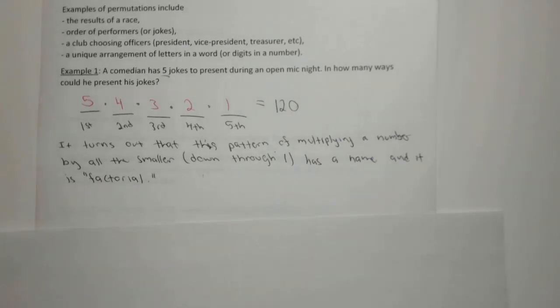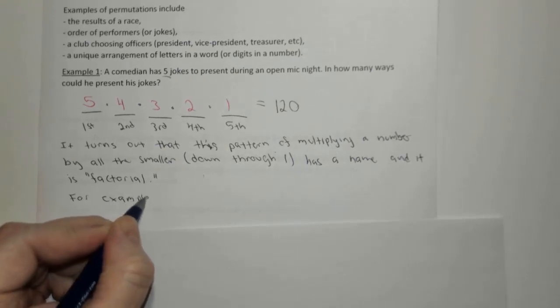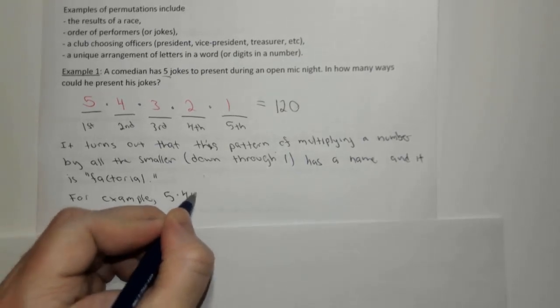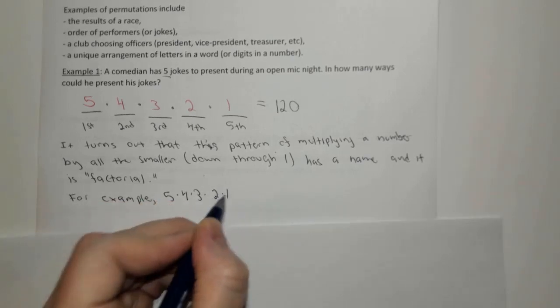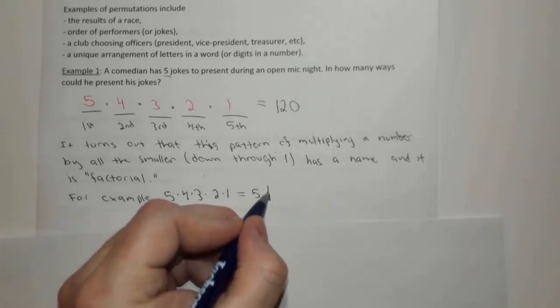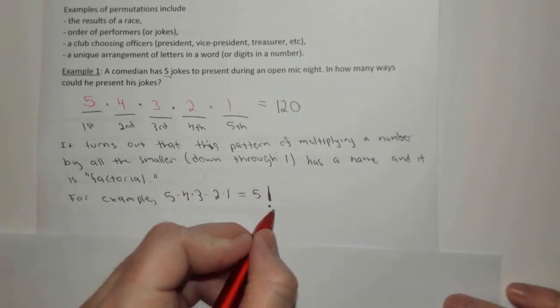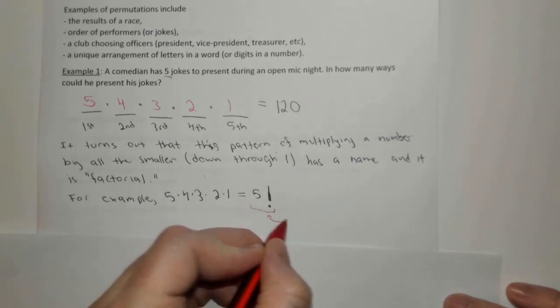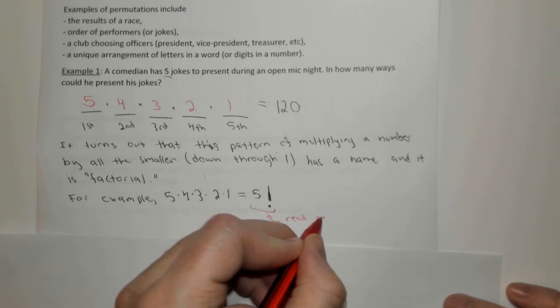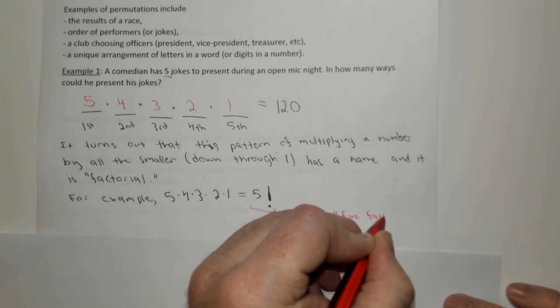Okay. So, for example, what we just did here, 5 times 4 times 3 times 2 times 1, is equal to 5 factorial. Almost looks like one line here, so 5 factorial. Okay, so that is read factorial.